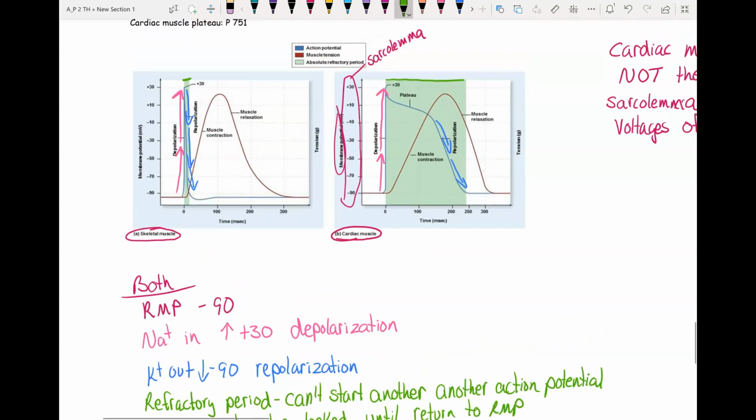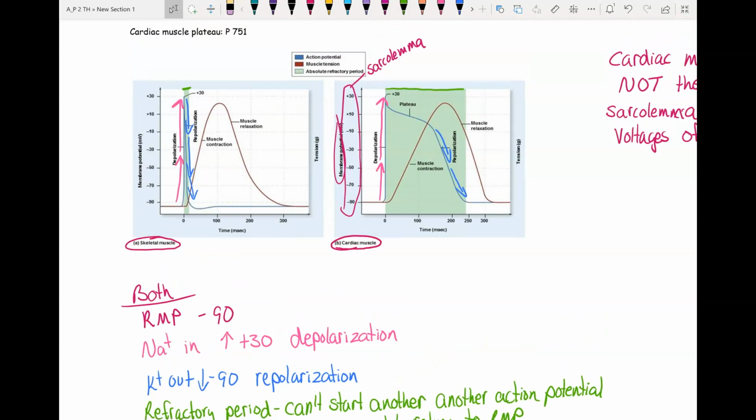So now's where we'll start to see the difference between skeletal and cardiac. Notice in skeletal that refractory period is very short. You have sodium come in, you go up to +30, then immediately potassium goes out, you're back down to -90, refractory is over. You can see right here, the refractory is ending as soon as you get back to -90.